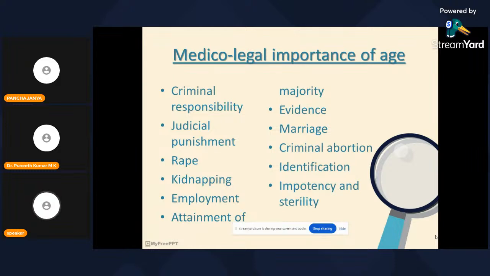Then employment: age estimation is helpful because child labour is a criminal offense. And attainment of maturity is a measure for power over authorities, properties, or for giving evidence. Age is one of the important factors. And marriage below 18 years, the actual age of a male and female should be considered for marriage, otherwise it is a child marriage, which is an offense. Criminal abortion, and sterility are also important. In these conditions, estimation of age is important, which gives an idea of an offense.